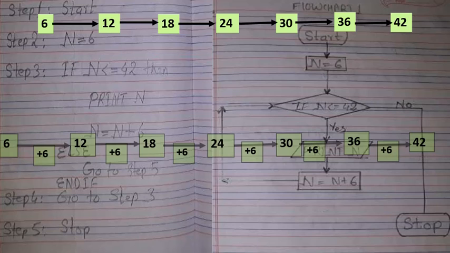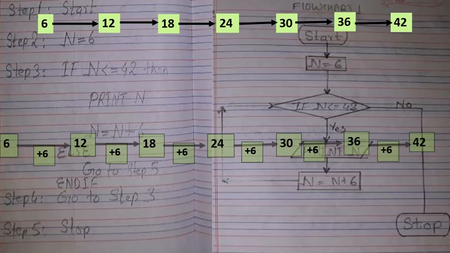Now let us try to understand step number 3 properly. So let us start from the beginning. Step 1 is start, step 2 n is equal to 6. This n is equal to 6 means we are going to store the value 6 in the variable n. That is, we are initializing the variable n with the value 6.